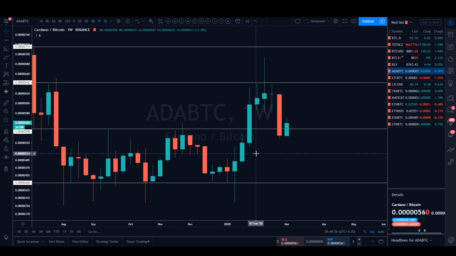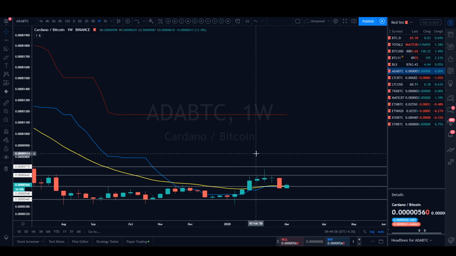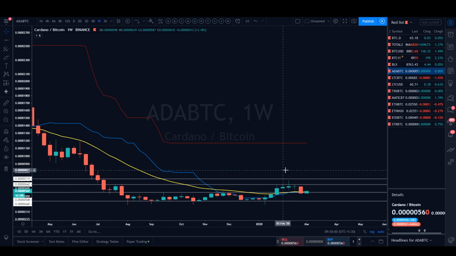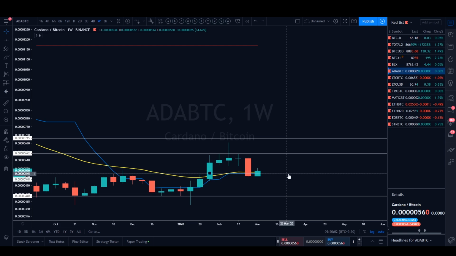Let's go ahead and put on that weekly cloud and see where we are relative to the cloud levels. And what do you know? That weekly horizontal sitting at 547 sats is actually in line with the cloud Tenkan right there. So that's some confluence there.